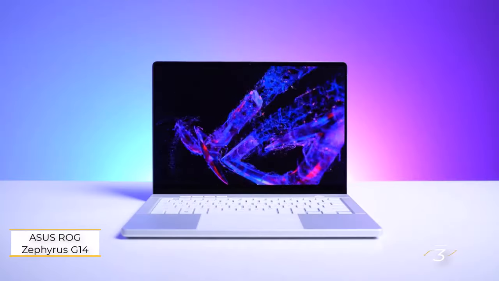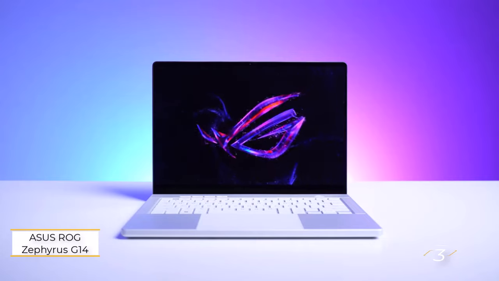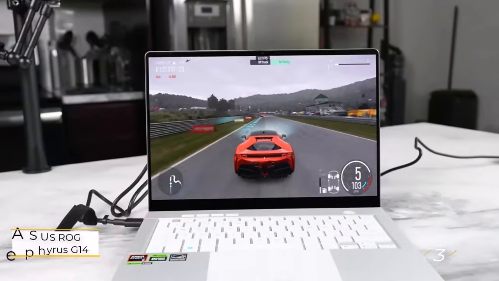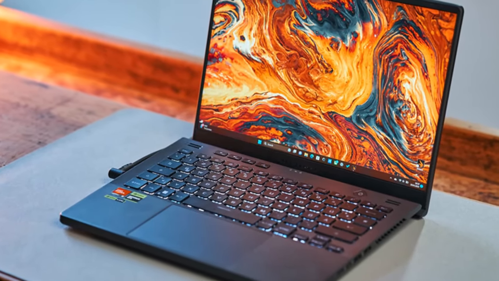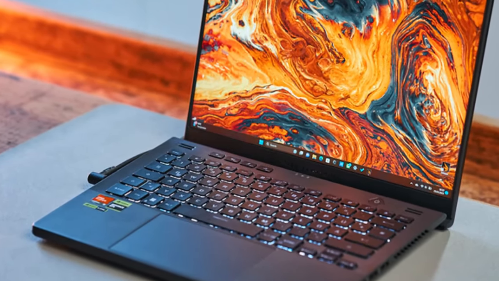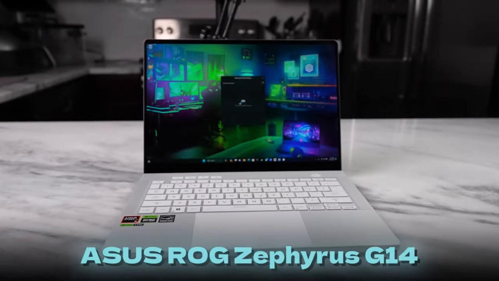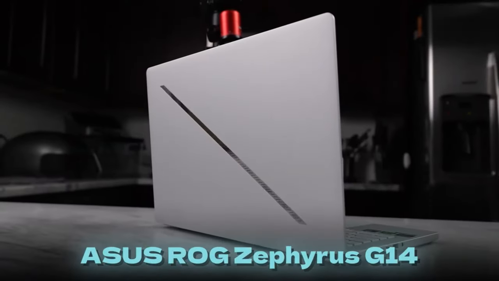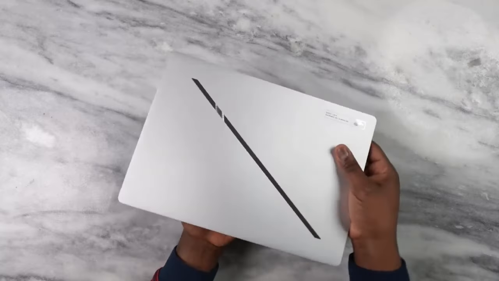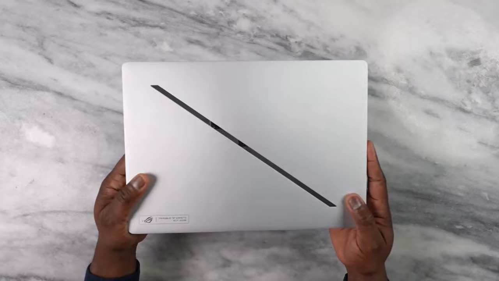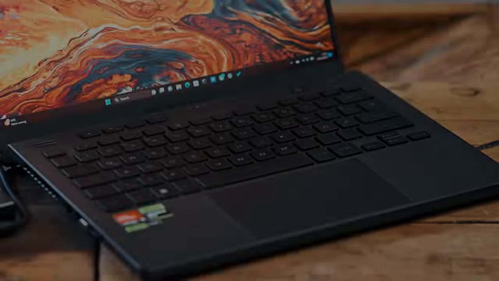Number 3. ASUS ROG Zephyrus G14 14-inch 165Hz. The ASUS ROG Zephyrus G14 stands out as a powerful laptop housed within a compact frame, earning it the distinction of being the best lightweight laptop for professionals in the stock market. Its impressive high refresh rate display and top-tier specifications ensure that traders can keep up with the fast-paced nature of stock trading without missing a beat.